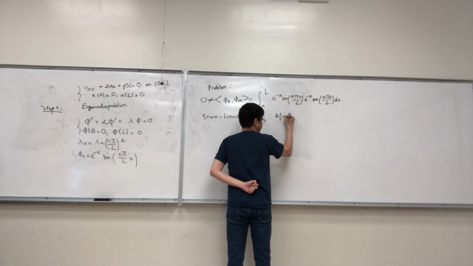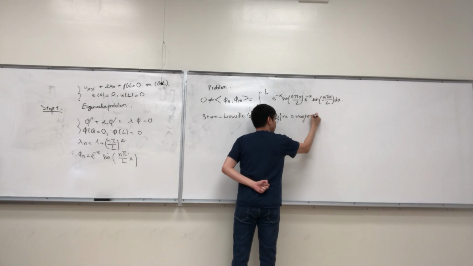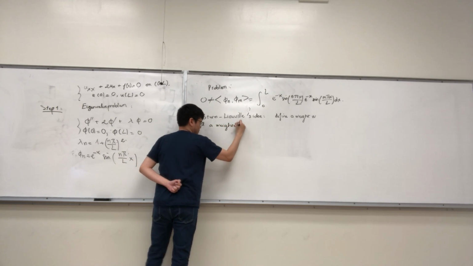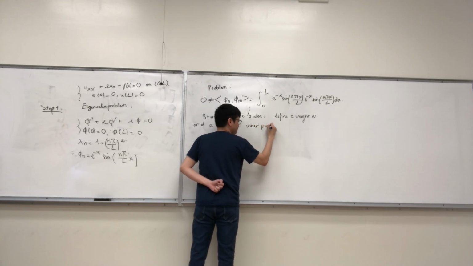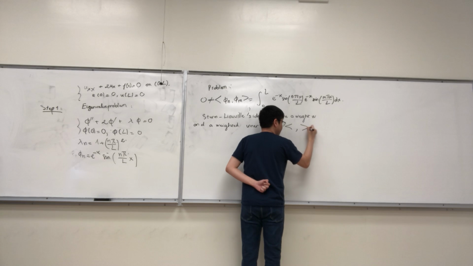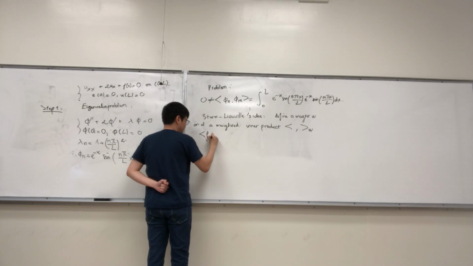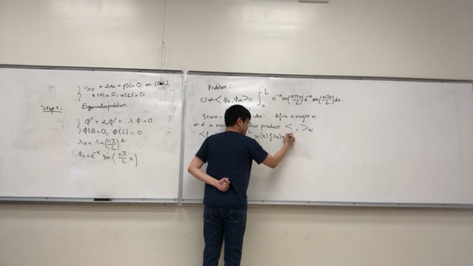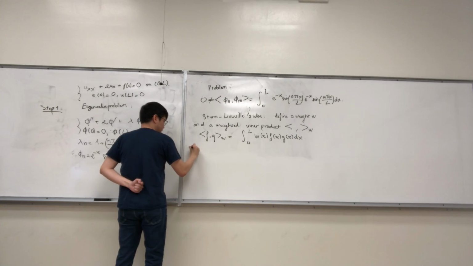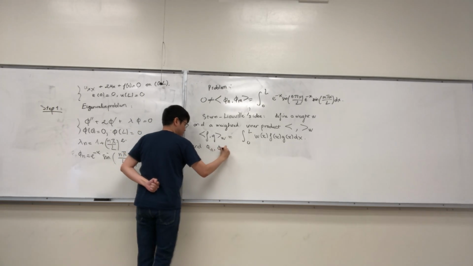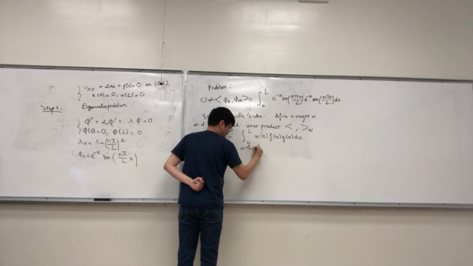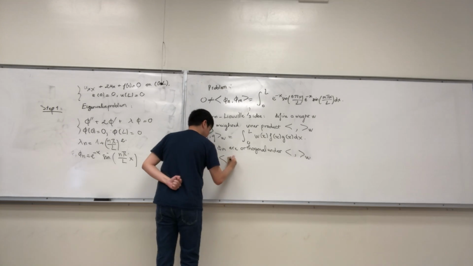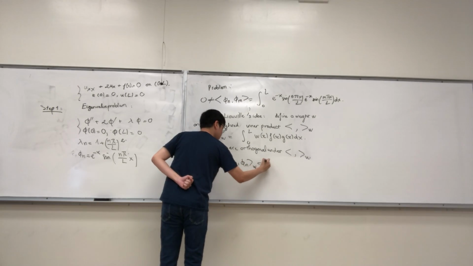So the Sturm-Liouville idea is to define a new weight, W, and a weighted inner product with the weight W, defined this way: the integral from 0 to L of f(x) g(x) W dx, such that phi_n and phi_m are orthogonal under W. So you have the inner product of phi_n and phi_m under W is 0.